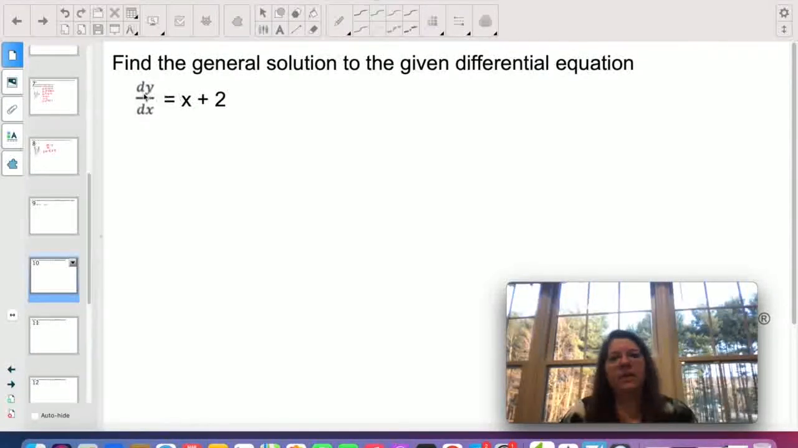So here is another one. It says find the general solution to the given differential equation dy over dx equals x plus 2. Go ahead and pause the video, see if you can get that general solution. Remember your general solution will have a plus c, but see if you can separate the variables, integrate that, and get your function with a plus c. Go ahead and pause the video.